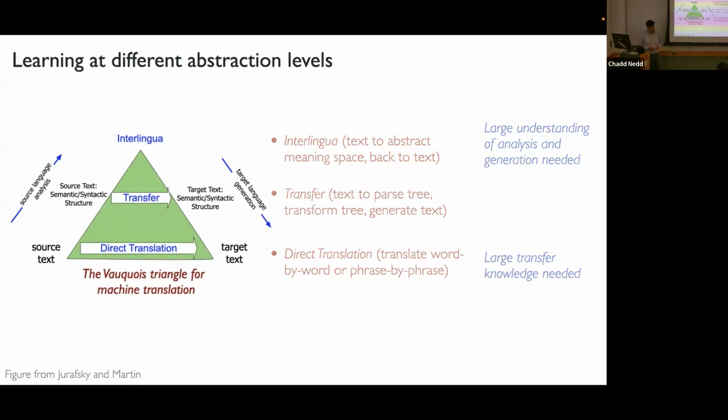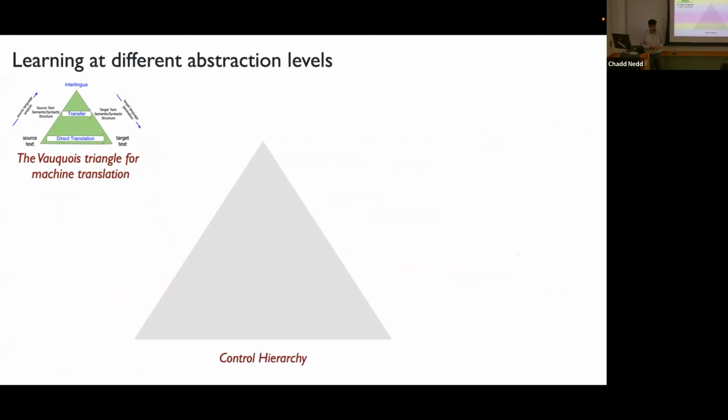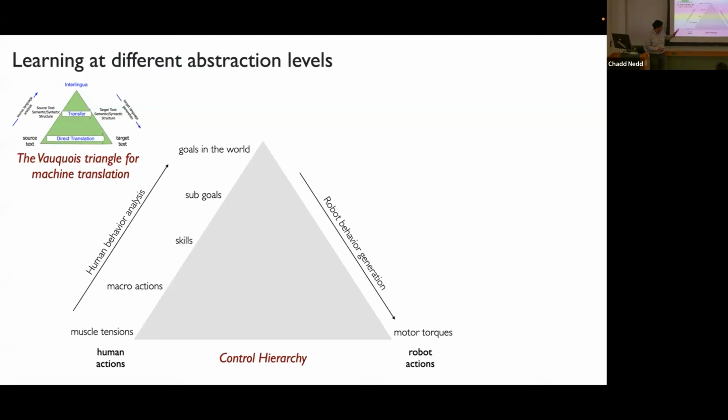So we're going to take motivation from this view in NLP and think about the control hierarchy. At a very bottom level, I am interested in human actions, which are a result of muscle tensions, and robot actions, which are essentially going to be results of motor parts. But there is all of this hierarchical decision-making process: the muscle tensions arose due to some macro actions I was trying to execute, which are part of some skills, some sub-goals, some goals in the world. And you can essentially have the same triangle. You have behavior analysis on one side, robot behavior generation on the other side, and so on.